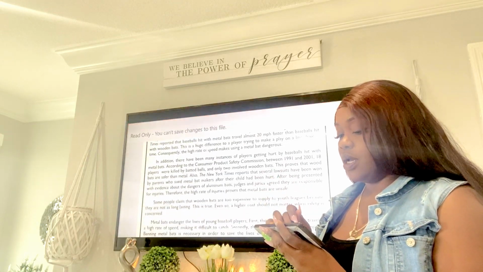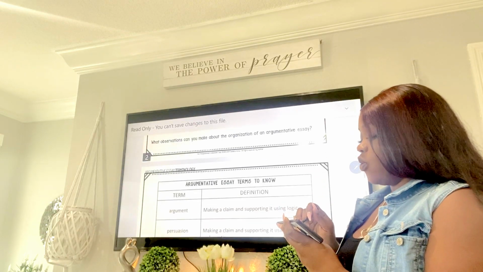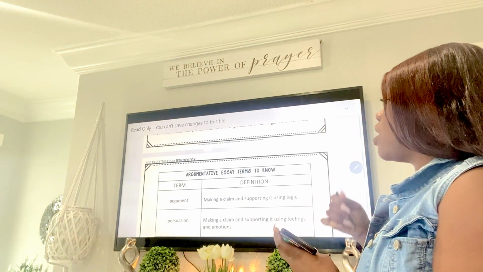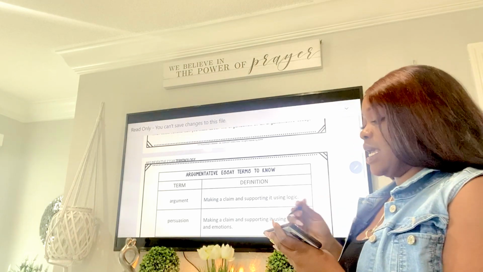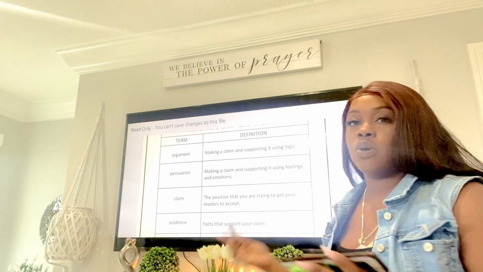Okay, now, so we'll go up after we go through Let's Think. We have some argumentative essay terms that you should know. What's an argument? Is it to persuade? What's a claim? So guys, you know what we do in class.